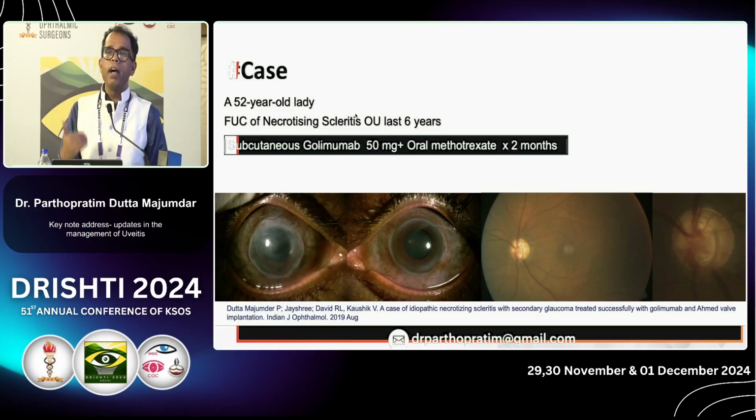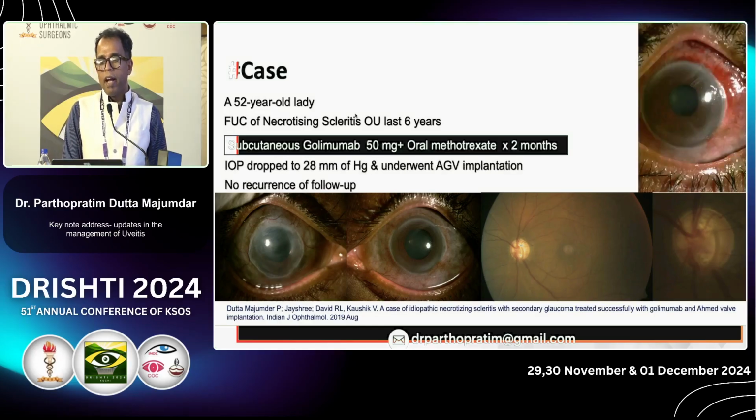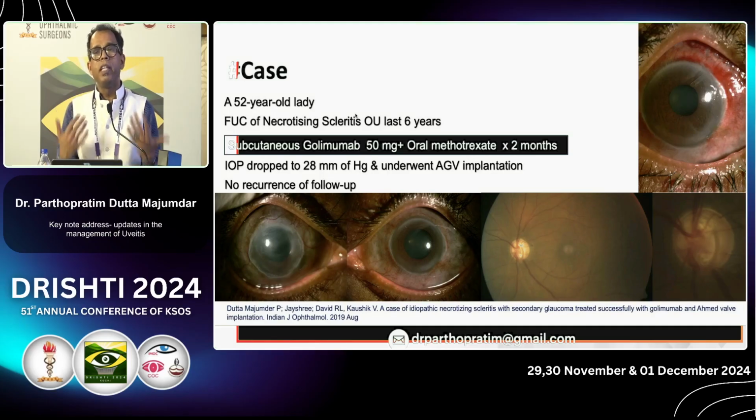So here we decided to inject the patient with a TNF alpha blocker called golimumab. It's just like adalimumab. We treated the patient with it and methotrexate. There was prompt resolution, and finally the patient underwent Ahmed implantation. Sometimes, for example, a patient with scleritis has developed a rhegmatogenous RD, and your vitreoretinal surgeon wants to treat the patient. So you need prompt control of the inflammation.